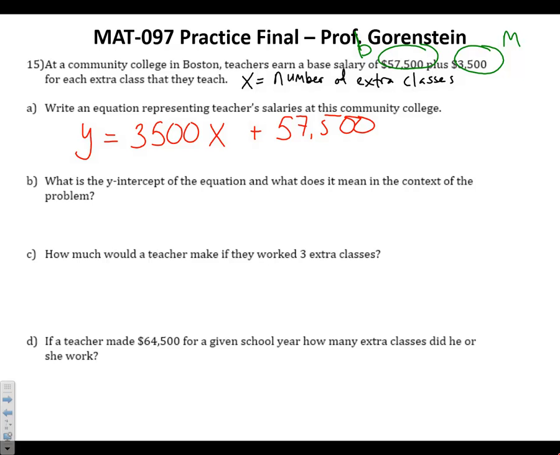What is the y-intercept of the equation, and what does it mean in the context of the problem? So again, b is the y-intercept, or if we express it as a point, 0, 57,500. So in the context of this problem, the teacher earns 57,500 for the year if he or she teaches 0 extra classes.